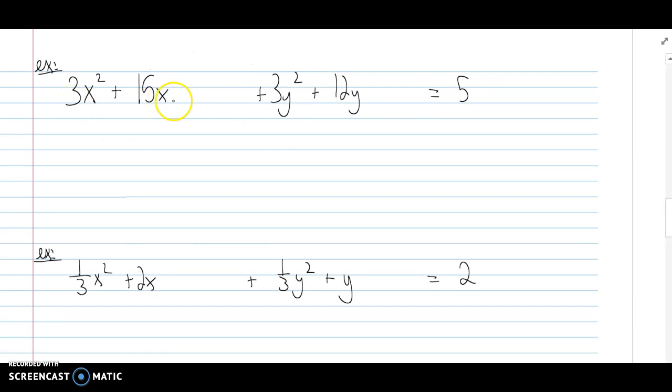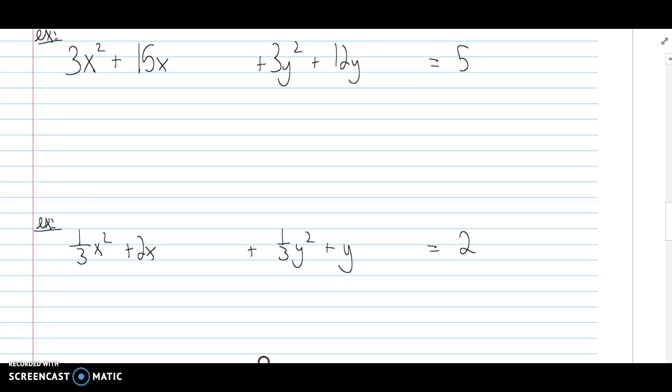Here's our next problem. Again, I know it's a circle because they're both positive values. They have 3x squared and 3y squared. They're on the same side. They're both positive, so it's a circle. Our goal is to find the center and radius. First step we're going to do is to divide everything on both sides by 3. That gives us 1x squared plus 5x plus y squared plus 4y equals 5/3. Good news is that x squared and y squared are both 1. We needed that to happen.